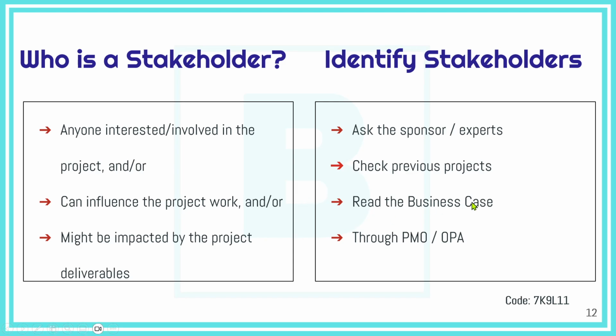Sometimes the business case provides insights on who could be or should be identified as a stakeholder, or you can probably check the organizational process assets. Sometimes, and I have given examples in the session, OPAs are useful: the PMO could provide you with a list of stakeholders. So I think this slide is very important.